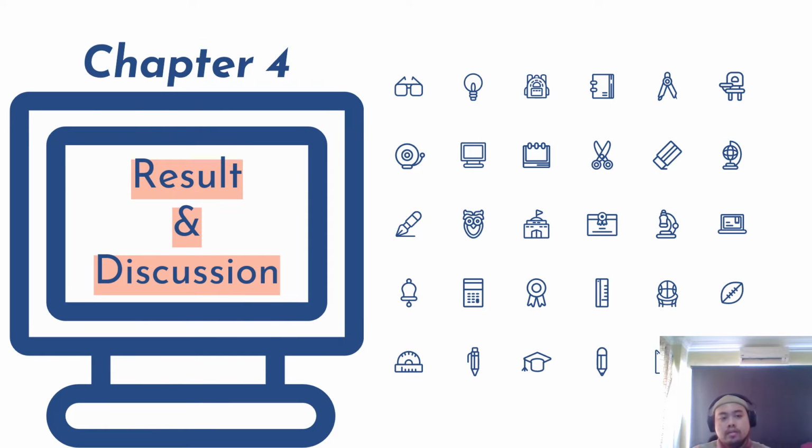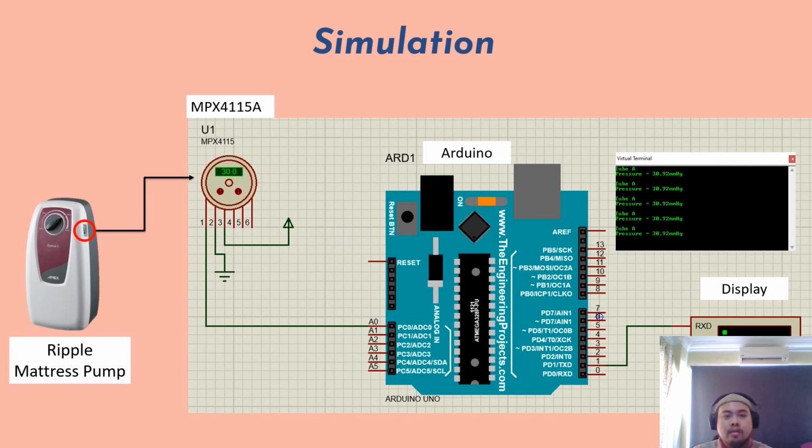Chapter 4, result and discussion. So this is just a rough diagram of how the simulation will work. On the left side we have the Ripple mattress pump itself going to the sensor, where we can control the value. Then it will send the signal to the Arduino. Then the Arduino will give the output to the display.